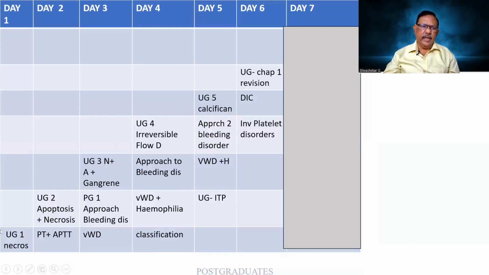On day 6, at one stroke, I want to revise the entire chapter 1. So it will be easier because 75% of it I have covered. So I do that. And having touched the bleeding disorders, I read disseminated intravascular coagulation. It is a little weird topic, I am doing it. And also specific investigations for platelet disorders. So this is day 6. I am having some kind of a pattern of reading.